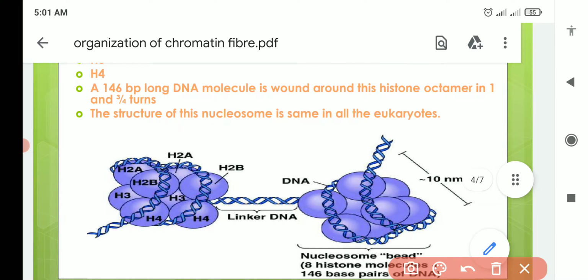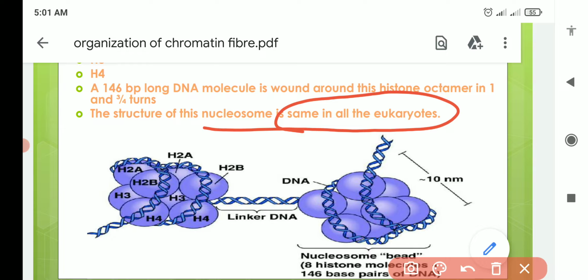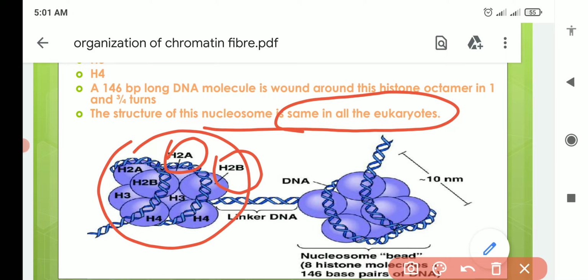The structure of the nucleosome is the same in all eukaryotes. This is the basic structure of the nucleosome octamer, and it is present in each and every eukaryote. That means these histone proteins, H2A, H2B, H3 and H4, will be present in each and every eukaryotic cell.